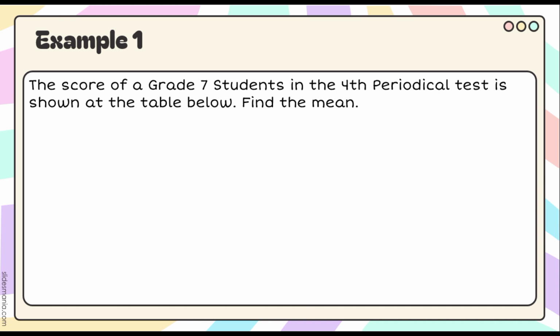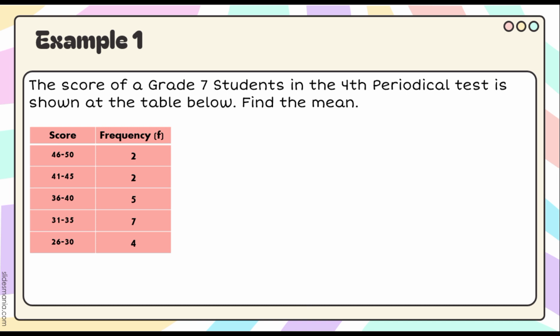Let's have an example in finding the mean of grouped data. Example number 1: the scores of grade 7 students in the 4th periodical test are shown in the table below. Find the mean. We have here the table, first column score, second column frequency. 46 to 50 we have 2 frequency, 41 to 45 we have 2, 36 to 40 we have 5, 31 to 35 we have 7, and 26 to 30 we have 4.